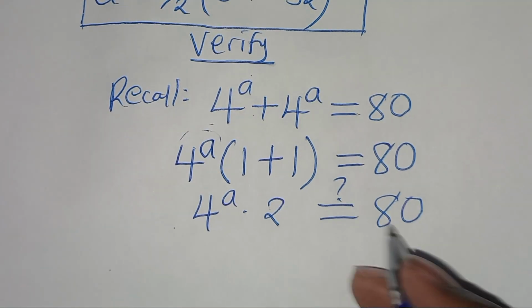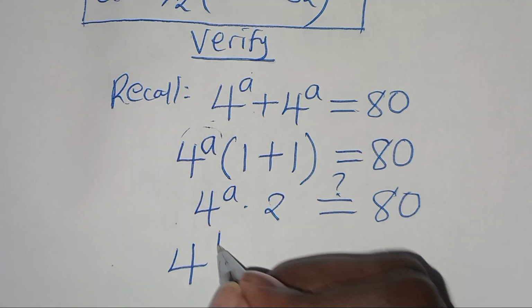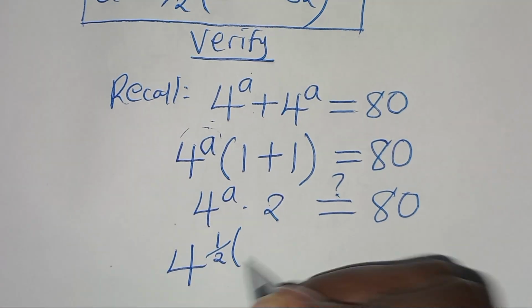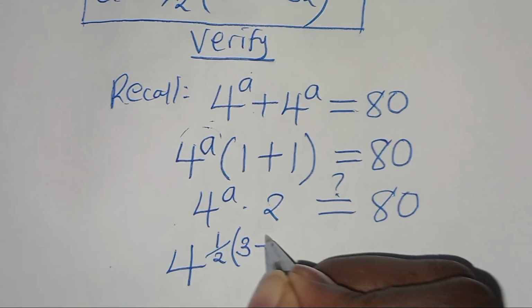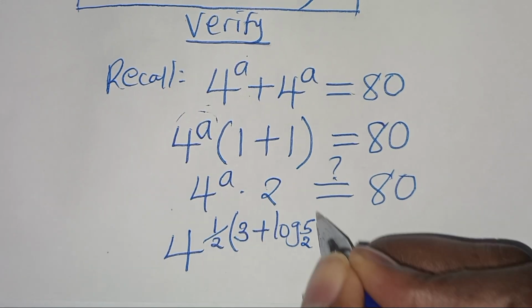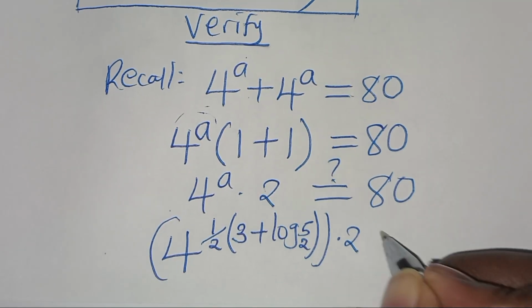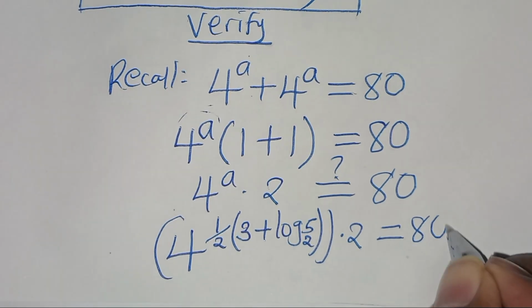So let's substitute the value of a from here. So we have 4 raised to the power of half into the parentheses. This is 3 plus log 5 to base 2 from here. Then everything here multiplied by 2. This is supposed to give us a value of 80.